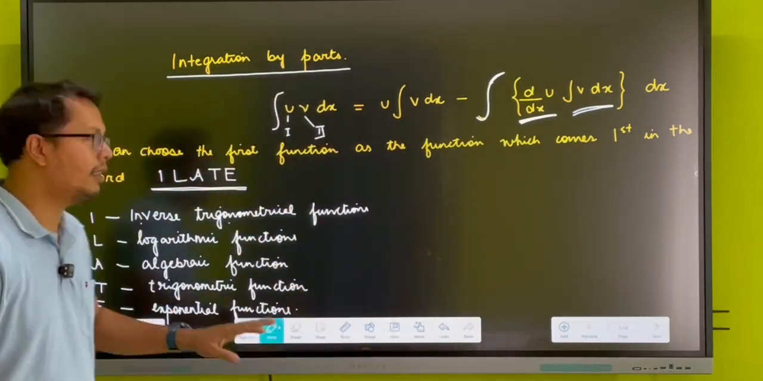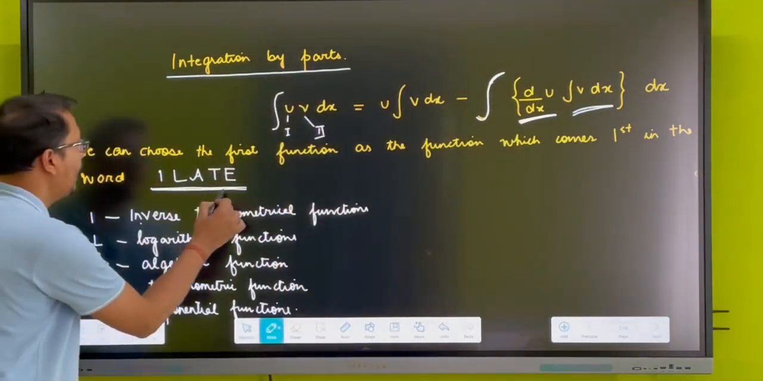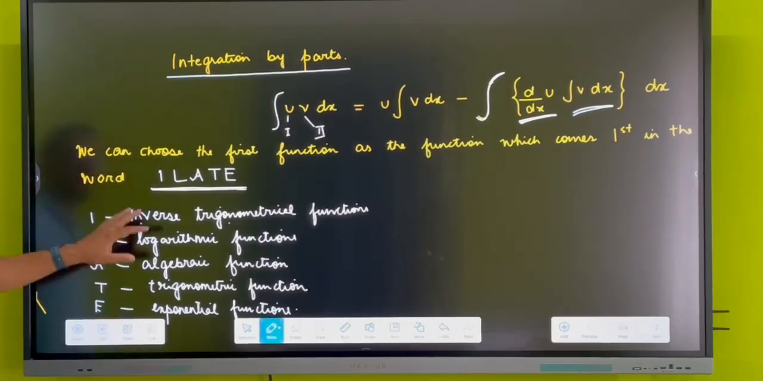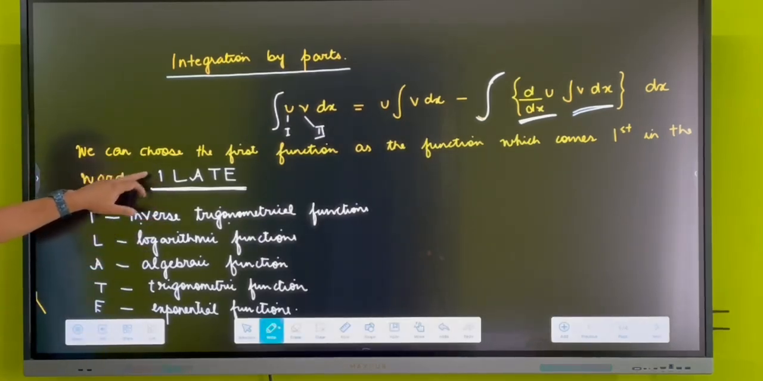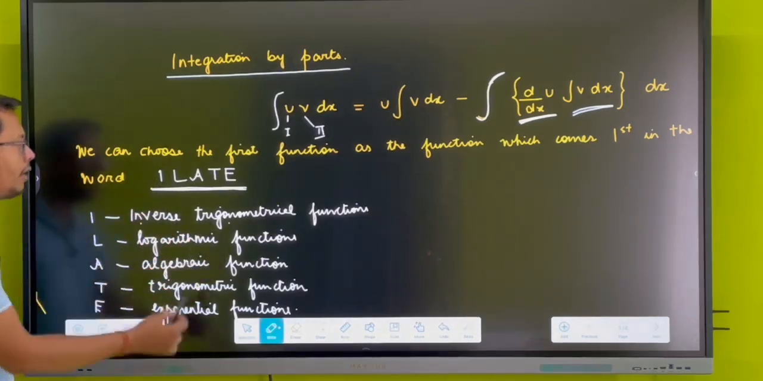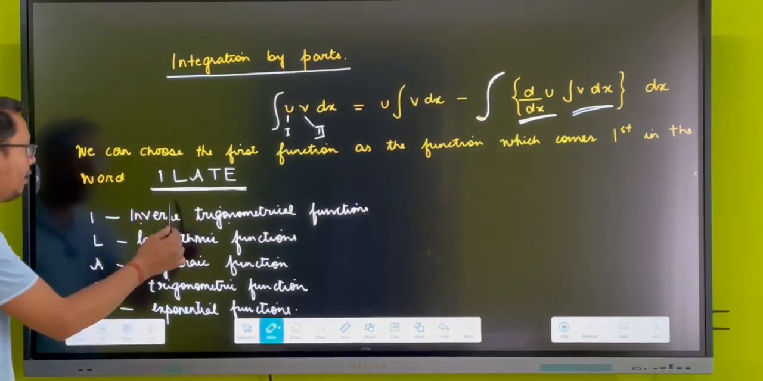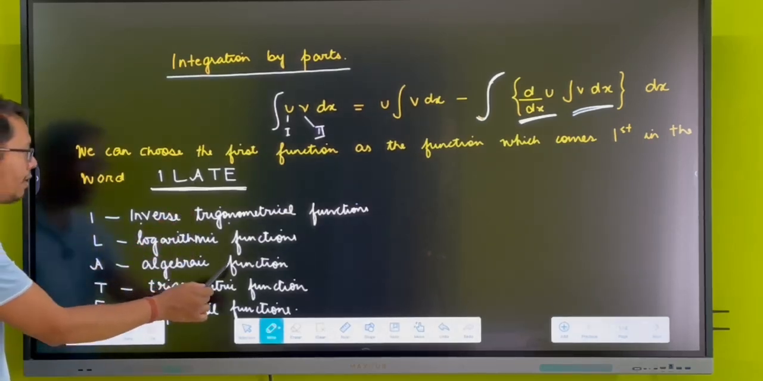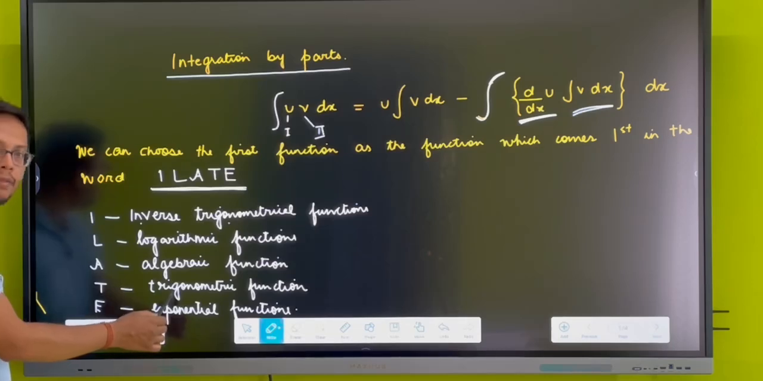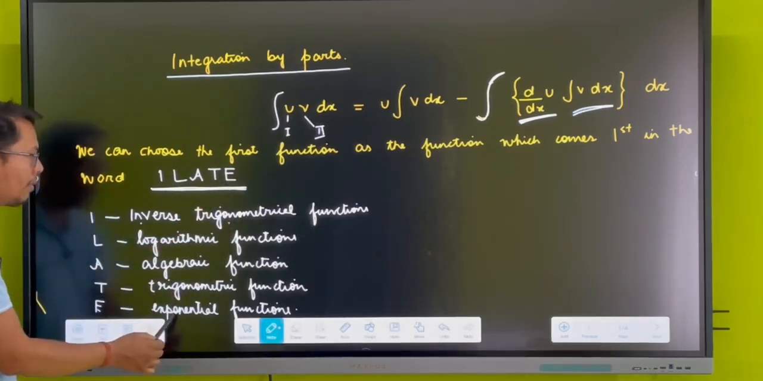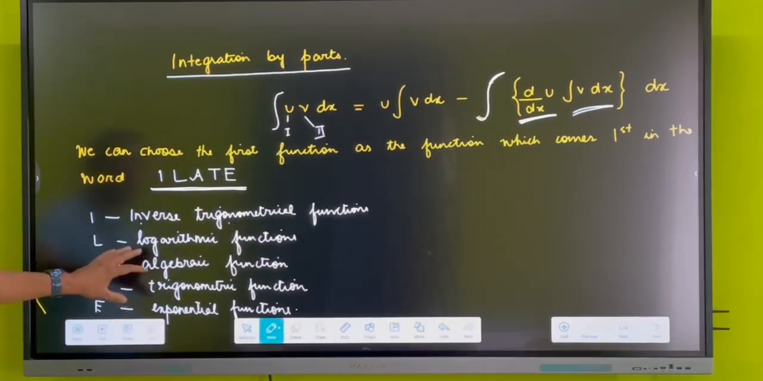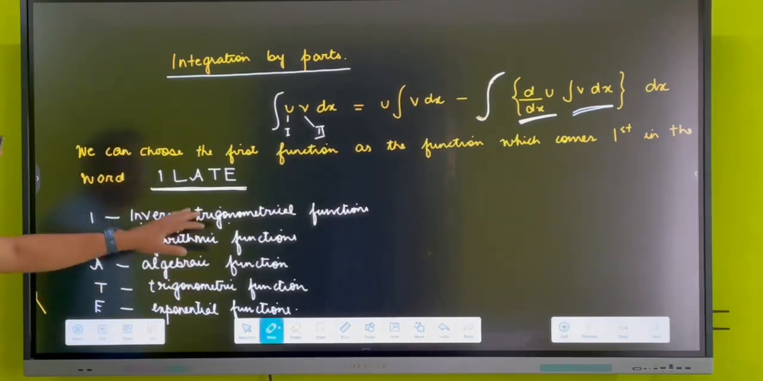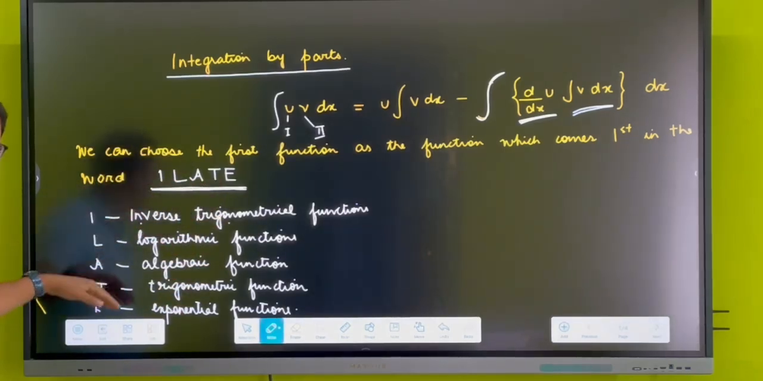Normally there is a rule which is given by this term ILATE, the rule for choosing the first function, and this is the order which we will follow. I stands for inverse trigonometric functions, L stands for logarithmic functions, A stands for algebraic functions, T stands for trigonometric functions, and E stands for exponential functions. Whatever function comes first will be according to this order.